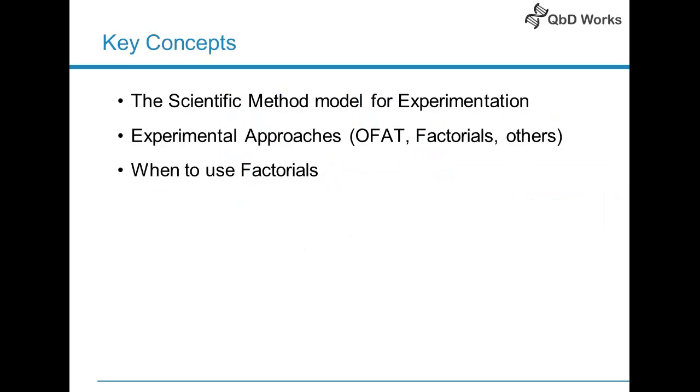First, the basics. Today's key concepts are the scientific method model for experimentation. Secondly, experimental approaches: one factor at a time, factorials, etc. And finally, when to use factorials, most importantly.